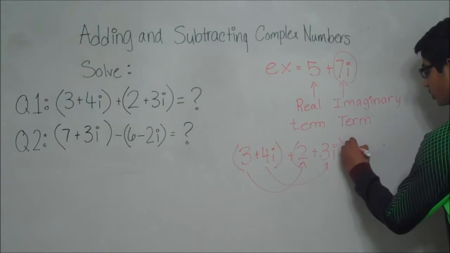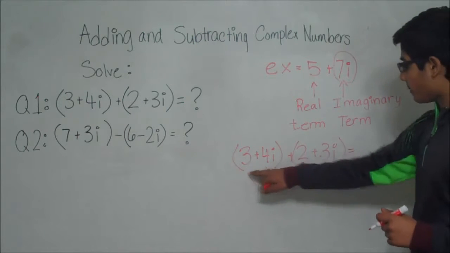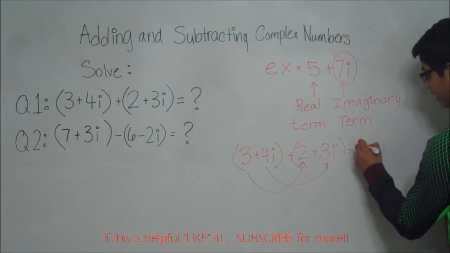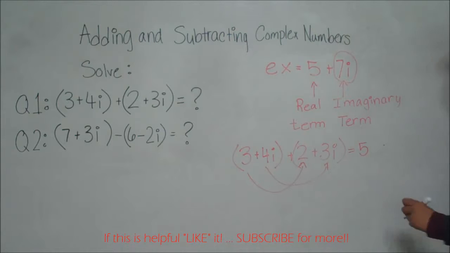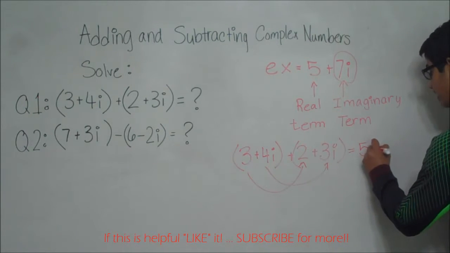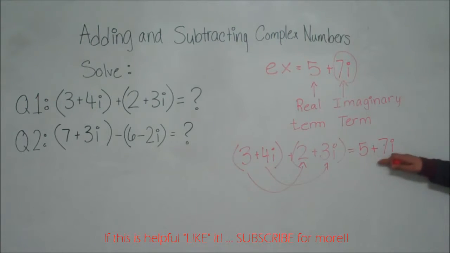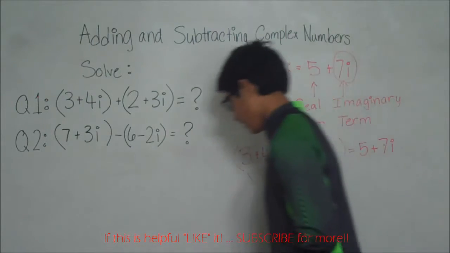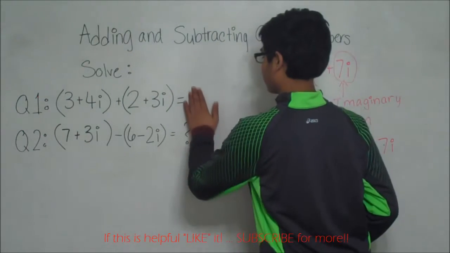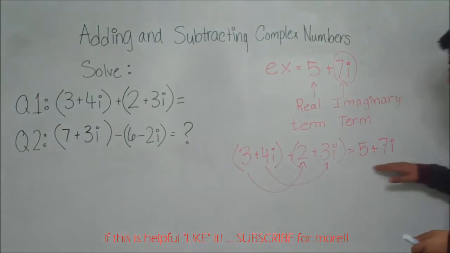So this is equal to 3 plus 2 is 5. 4i plus 3i is 7i. So we get 5 + 7i. So the answer to question 1 is 5 + 7i.